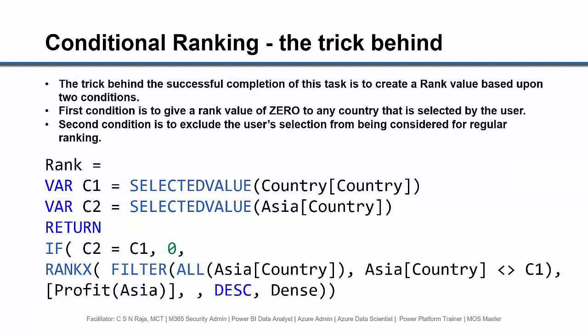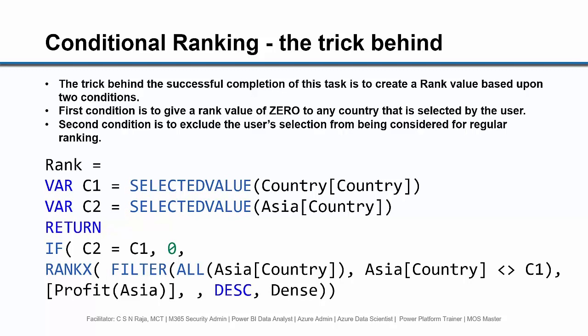The conditional ranking is the most important trick behind the successful implementation of this task. There are 2 conditions that need to be fulfilled, and the first condition is to give a rank value of 0 to any country that is selected by the user. And the second condition is to exclude the user selections from being considered for regular ranking.